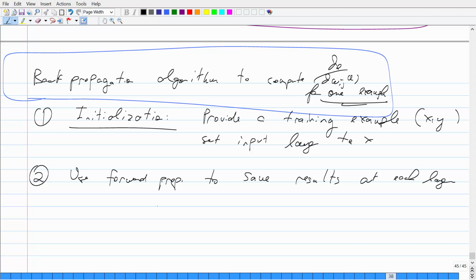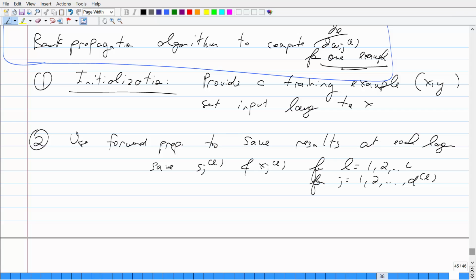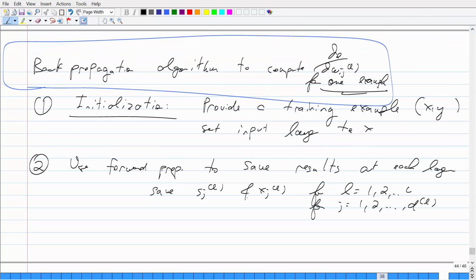Okay, so you have to save Sj and Xj for L equal to 1, 2, up to L, and for as many neurons as there are for each layer. Okay? So you got to use forward propagation to save all those, so you have the inputs that are coming in as well as the corresponding outputs. Okay? And then what you need now is you have to do backward propagation.